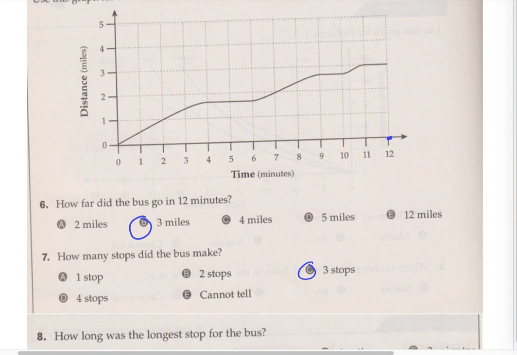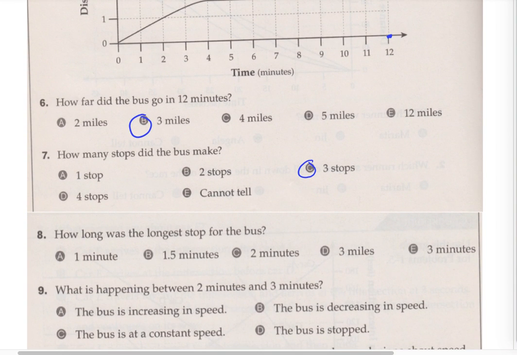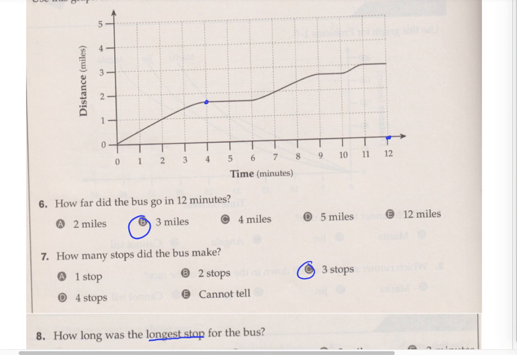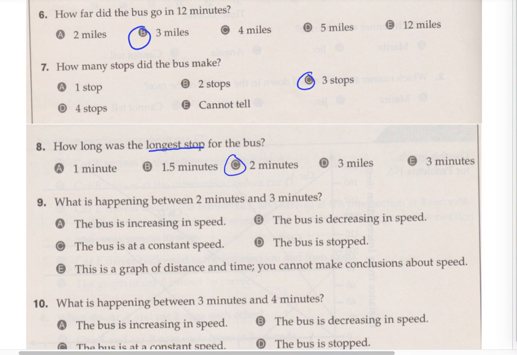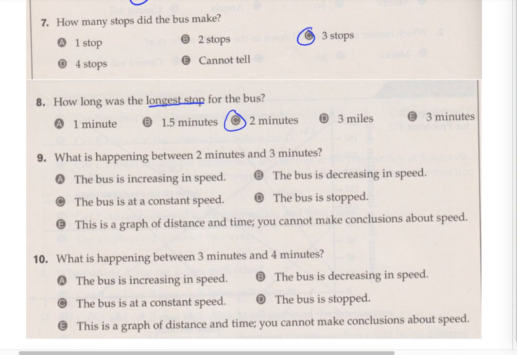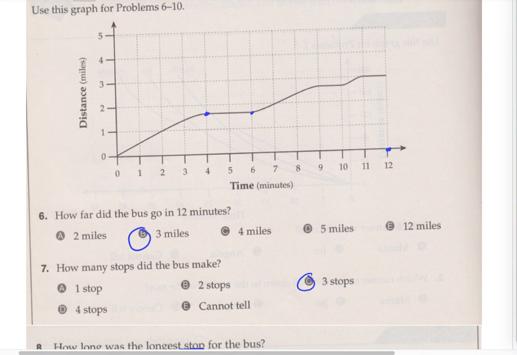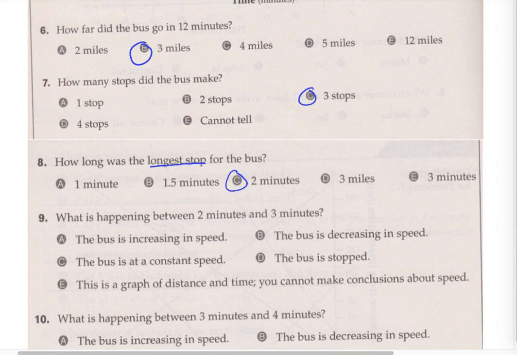Okay, let's see what else they ask. How long was the longest stop? So longest flat area looks like from here to there. 2 minutes looks like, yeah. Pretty simple. What's happening between 2 and 3 minutes? Well, let's see. 2 and 3 minutes is going to be here and here. So the bus is doing this. It's gaining distance pretty steadily. So I think it's just kind of driving, right? At a constant rate, maybe.